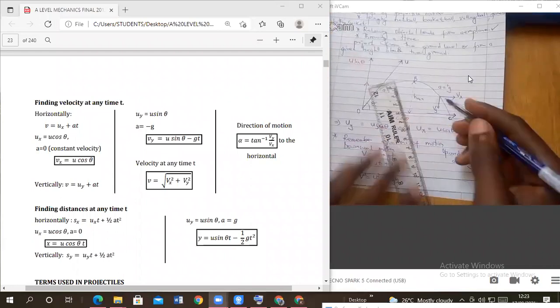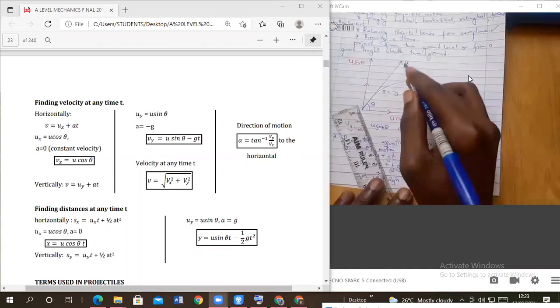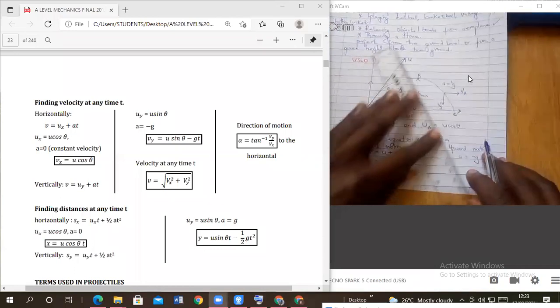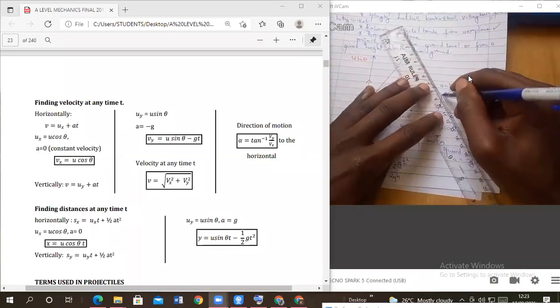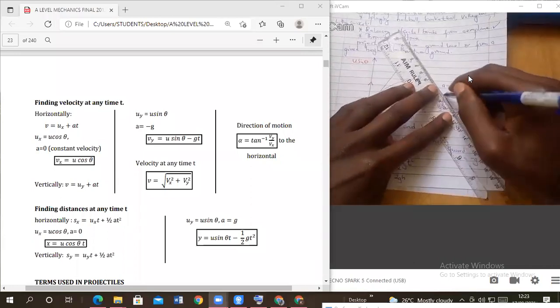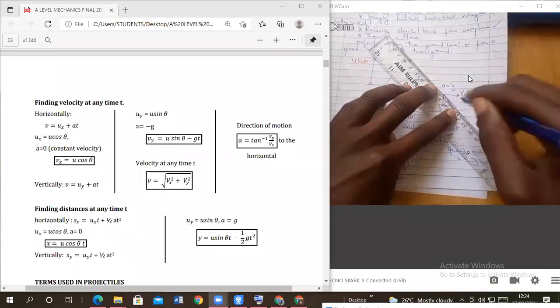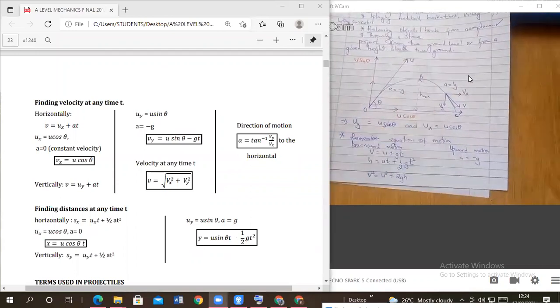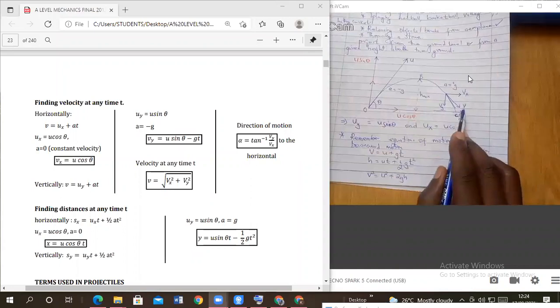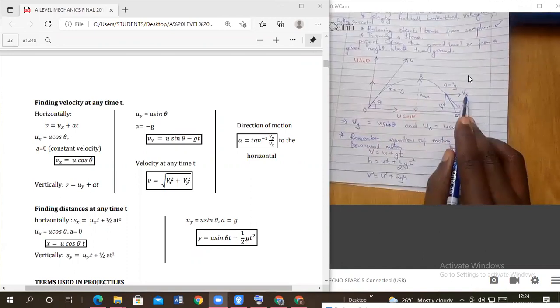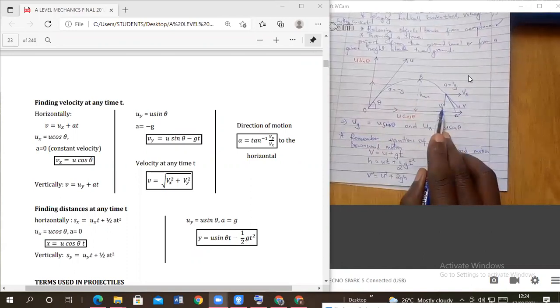Yes. Now these are the final velocities. Remember, this was initial. Now these are the final velocities in the different directions, Vx and Vy. The speed at which the ball will hit the ground, we shall call it the final velocity V. So if I want to find V, the final velocity with which the ball will hit the ground, I need to know Vx and Vy.